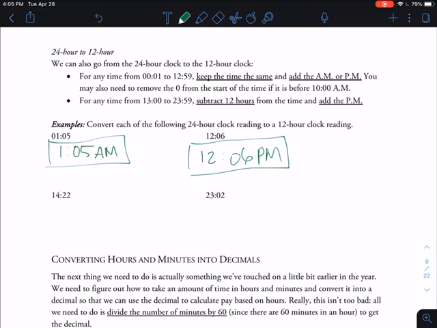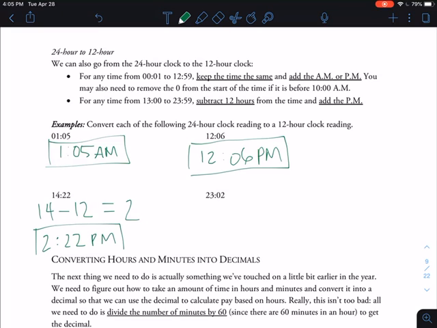Okay, for any time from 1300, that's how people usually say this in military time, to 2359, subtract 12 hours from the time and then add PM. So let's take a look here. This is between 1300 and 2359. So we're going to take the hours, and this time we're going to subtract 12, just the opposite of what we did in the other examples because we're going backwards now. And add PM. There we go.